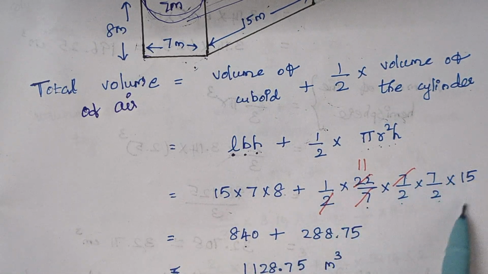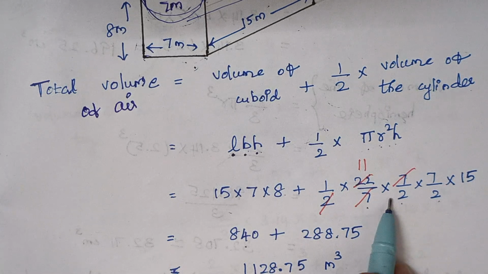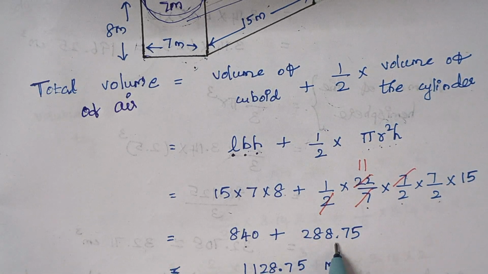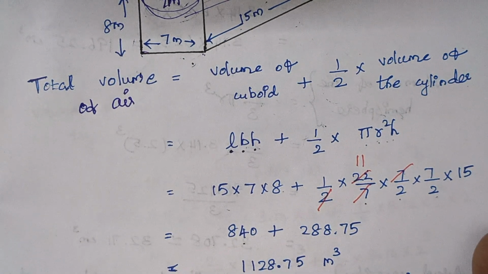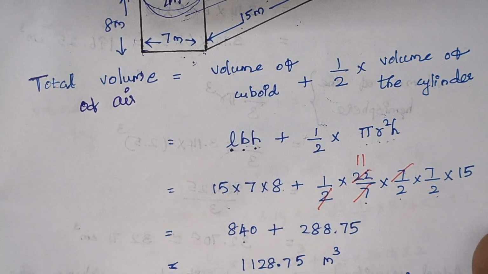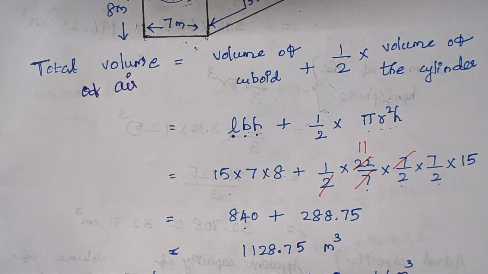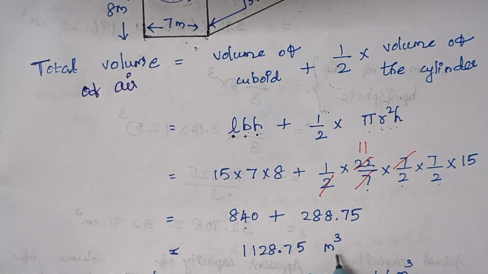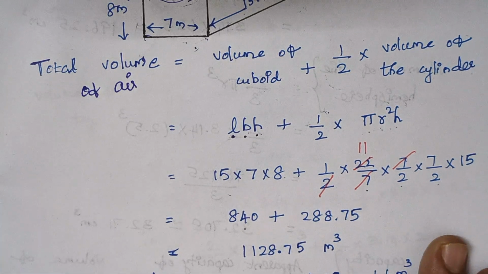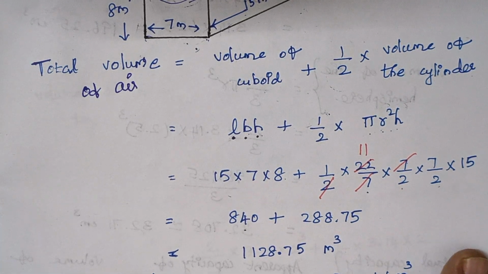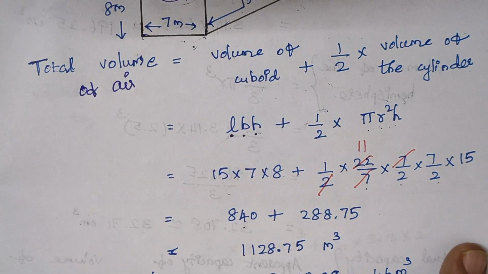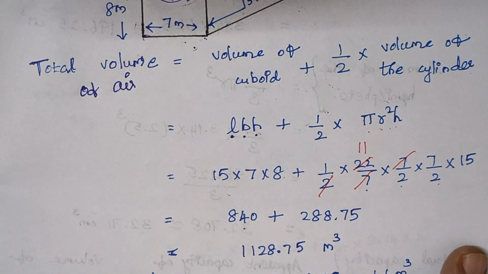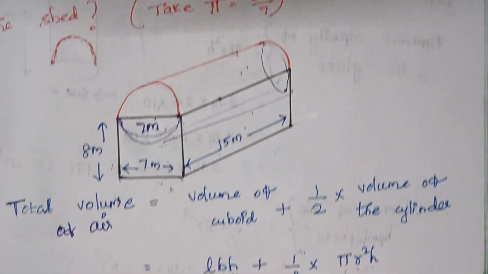Plus here, when you cancel the common terms, finally we are getting the answer as 288.75. Right. So now when you add these two values, we end up with the answer 1128.75 meter cube, because this is volume. Right. If it is an area, we will mention the unit as meter square. So since it is the volume here, it is meter cube. Right. Now, the first part of the problem is over.